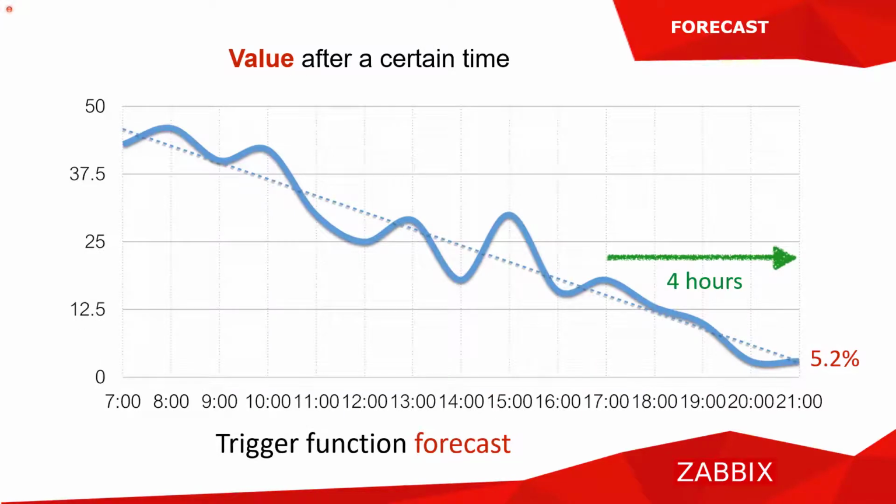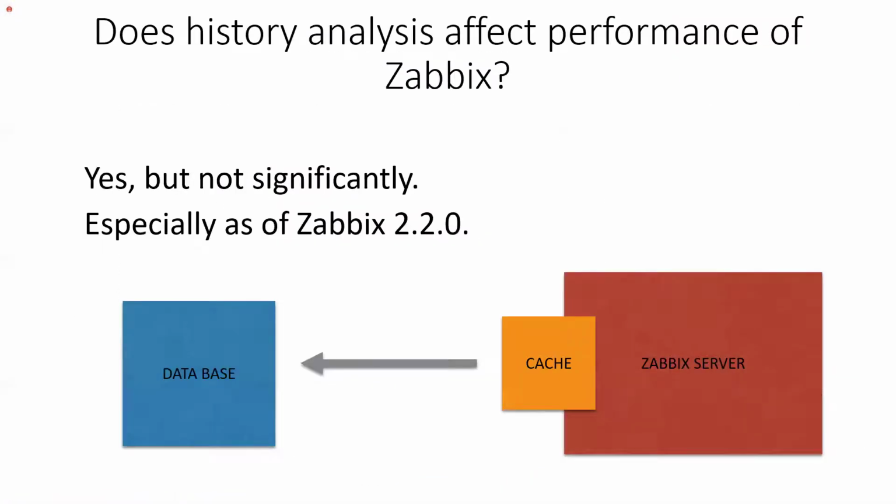Or we can make Zabbix calculate a value after a certain time, so we can make Zabbix draw graphs in terms of how some value will change after, let's say, 4 hours, 5 hours, 6 hours, but basically how it will change over the time passing. This we can do with the forecast again.